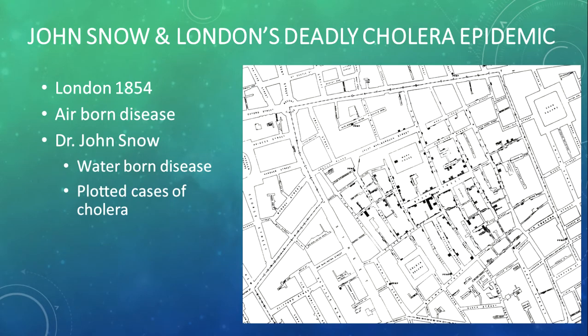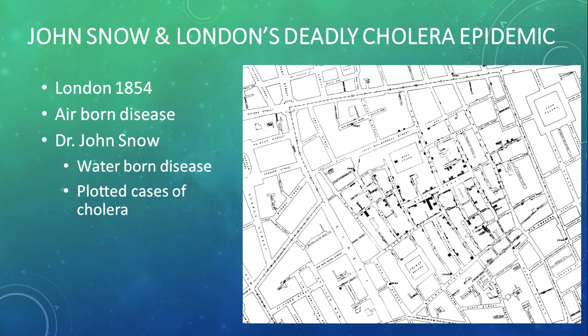In the case of the deadly cholera epidemic in London, they were able to use death certificates in order to figure out how a disease was spreading. So this was 1854, and at the time, they thought cholera was an airborne disease. And so many people were dying of it, they didn't know what to do. However, there was one doctor who felt that there had to be another reason. It couldn't just be airborne.